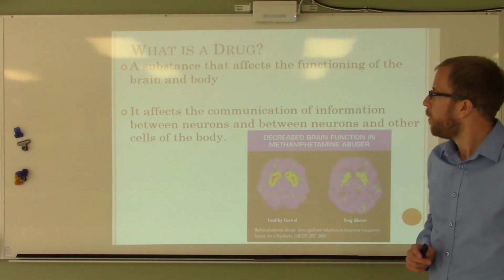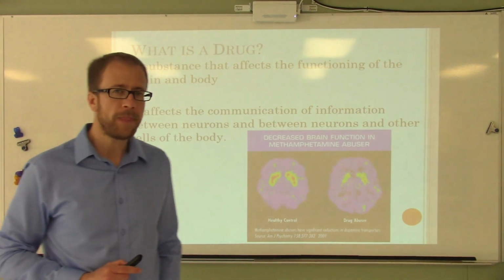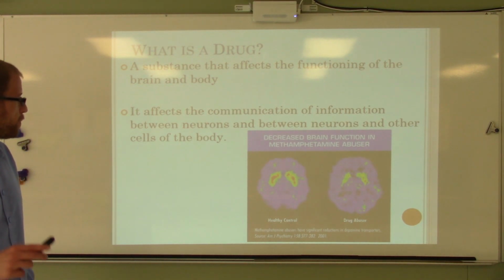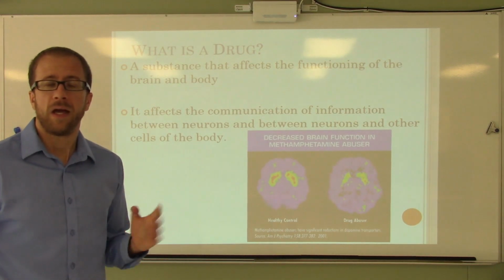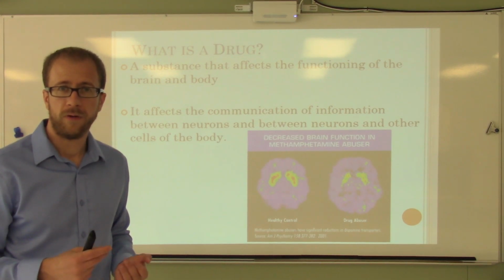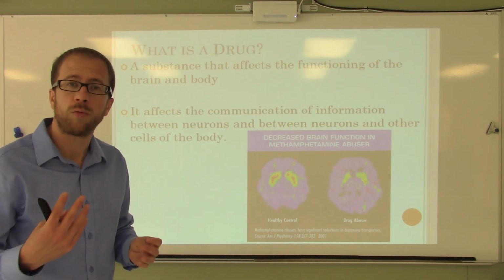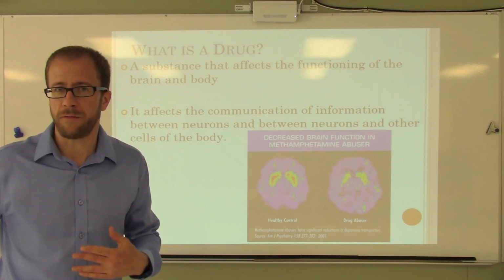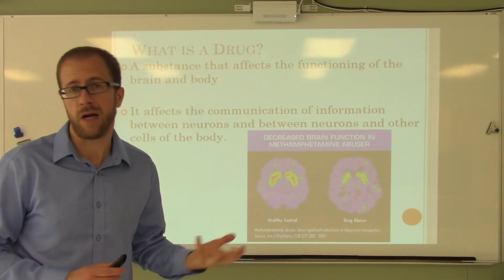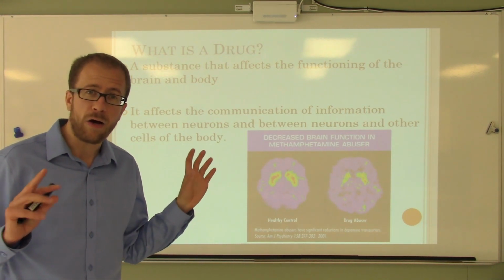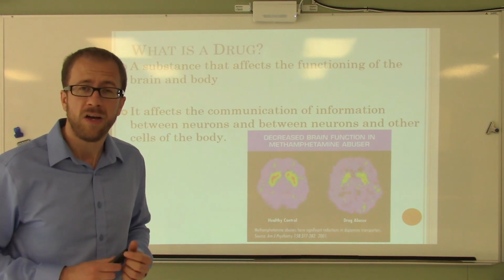So, what is a drug? Well, a drug is a substance that affects the functioning of the brain and the body. And it affects the communication of information between neurons and between neurons and other cells of the body. Often drugs will cause the release of dopamine, for example, or stop its reuptake. There's many different modes of action, but when we're talking about the recreational drugs, the feel-good drugs, a lot of them revolve around the pleasure center of the brain, right? That's why people do them. And they often revolve around messing with the different amounts of neurotransmitters present within your brain.